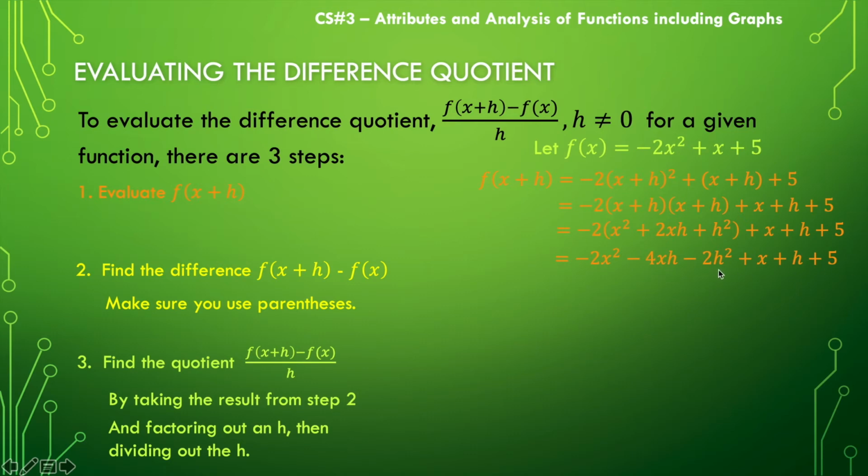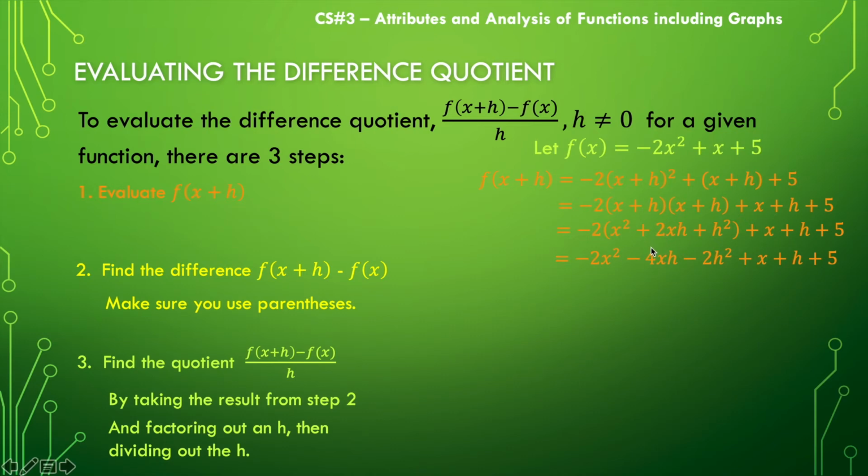Nope. How about h squared? Nada. Are there any other x terms? Afraid not. And how about h or constant? And neither one of those occur more than once either. So each of these are unique types of terms, so we don't actually combine them at all. So we're done with step 1.